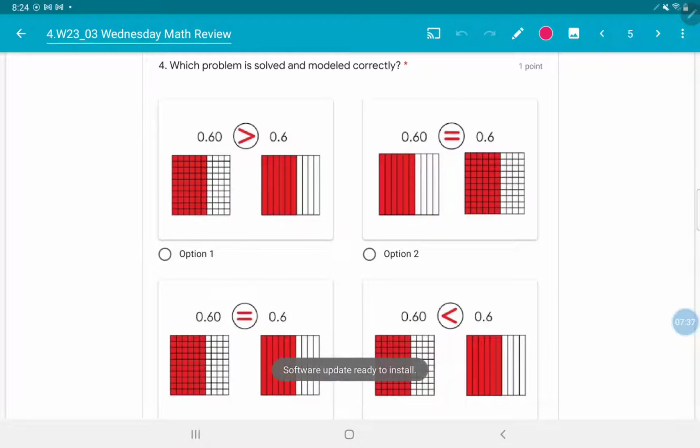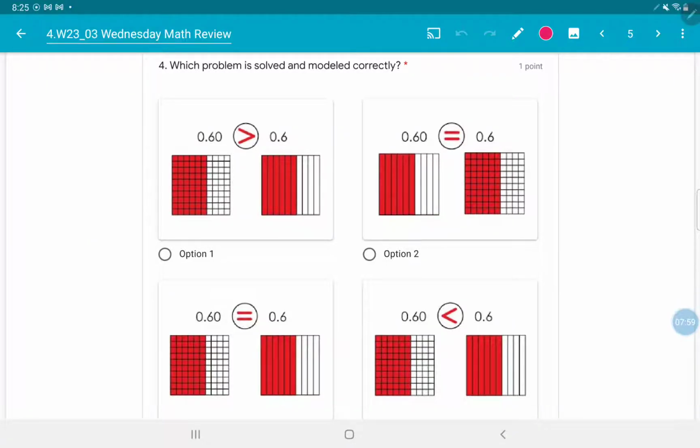I've got 60 hundredths again. That zero's in the hundredths place value. Does this show 60 hundredths? No. Oh, that shows 6 tenths. And the other one shows 60 hundredths. Exactly. The second one shows 60 hundredths. Okay, so we know that one's not correct.